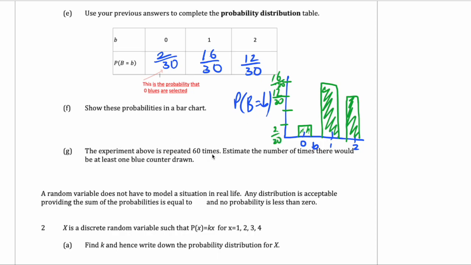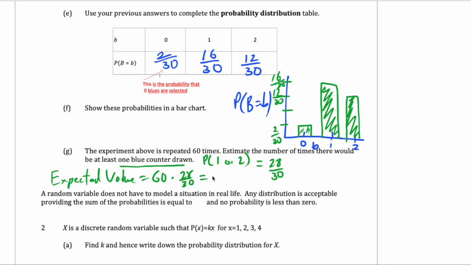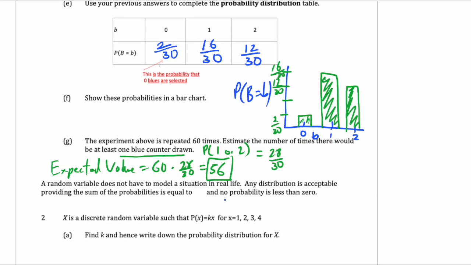Okay, so the experiment above is repeated 60 times. Estimate the number of times there would be at least one blue counter. At least one means 1 or 2. So that is the sum of those together. The probability of that happening is 28 out of 30. Okay, so we do 60. The expected value equals 60 times 28 out of 30, which equals 56 times. We would expect it to happen 56 times.